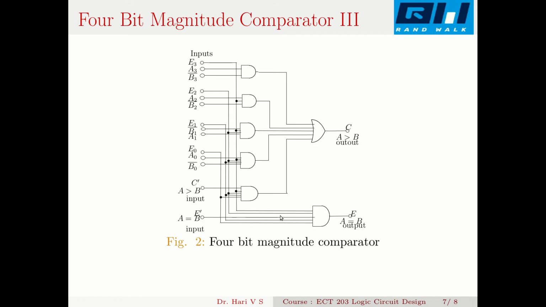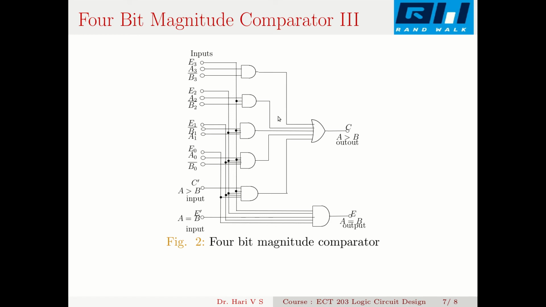Here what I do is E3, E2, E1, E0 are connected to an AND gate, and I get the E output along with the E prime. I assume that E prime equals 1 and C prime equals 0, so that when all E3, E2, E1, E0 are high, E is high, meaning that A equals B. When C prime equals 0 and any of these inputs is a 1, then C is high, making A greater than B.